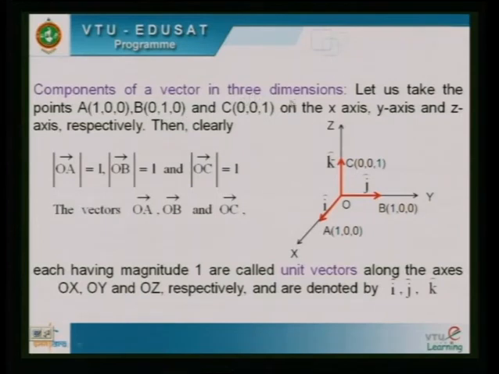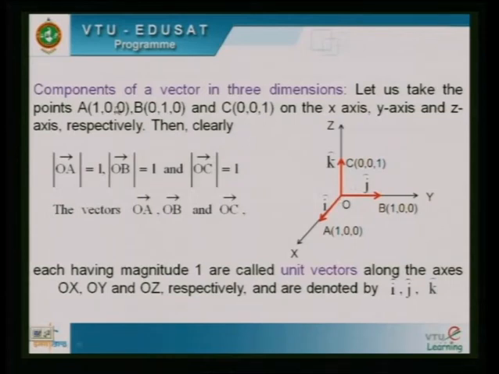Now, components of a vector in three dimensions. I hope you are now able to find components in two dimensions. In a similar way, how do you find components in three dimensions? Let us take the points A, B, C. Whenever we talk about three dimensions, we should observe any corner of the room. Say you assume that it is a floor and this is one wall. The intersection of these two walls is this corner, and you may call it the x axis. Similarly, again with the floor and another wall, the intersection of these two walls you may call the y axis. And the intersection of these two walls you may call the z axis.